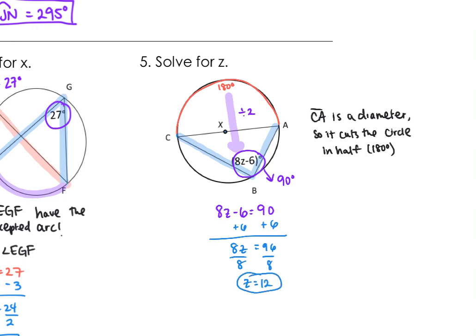To check our work, we can always plug it back in here. So 8 times 12 minus 6. 8 times 12 is 96, and 96 minus 6 is 90 degrees. So that's just the work to check it.